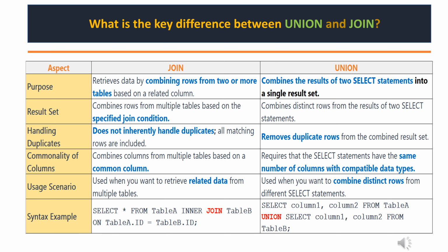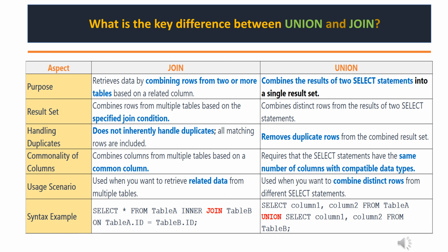Here is an interesting point: union does not require a matching column between the select statements. Point number two, remember for join we need a specified join condition, so it combines rows from multiple tables. But in the case of union, it combines distinct rows from two select statements. The third point is about duplicates. Join does not handle duplicates. If there are multiple matching rows, all of them will be included in the result set. But interestingly, in the case of union, duplicates will be removed from the result set.